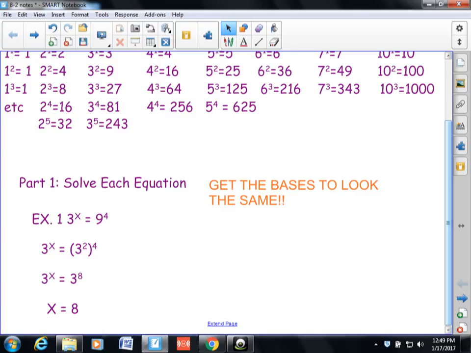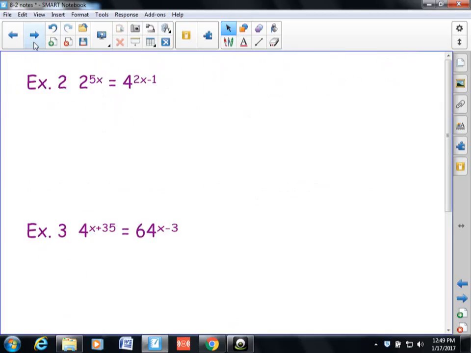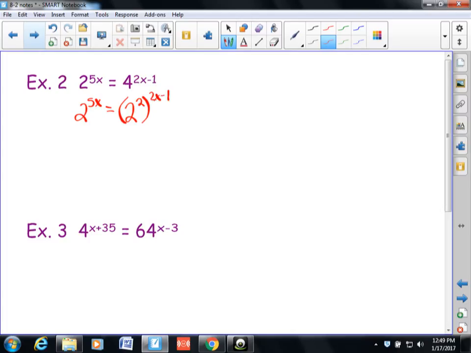All right, so let's try example 2. We've got 2 raised to the 5x, and we have 4 raised to the 2x minus 1. We know that we can rewrite 4 using a base of 2. So we'll start by writing 2 to the 5x equals 2 squared. And you want to make sure that you have that in parentheses because that is getting raised to the 2x minus 1. And if it helps you to remember that we have to distribute, you can put parentheses around that as well. So now that we've got a power to a power, we need to multiply those exponents.